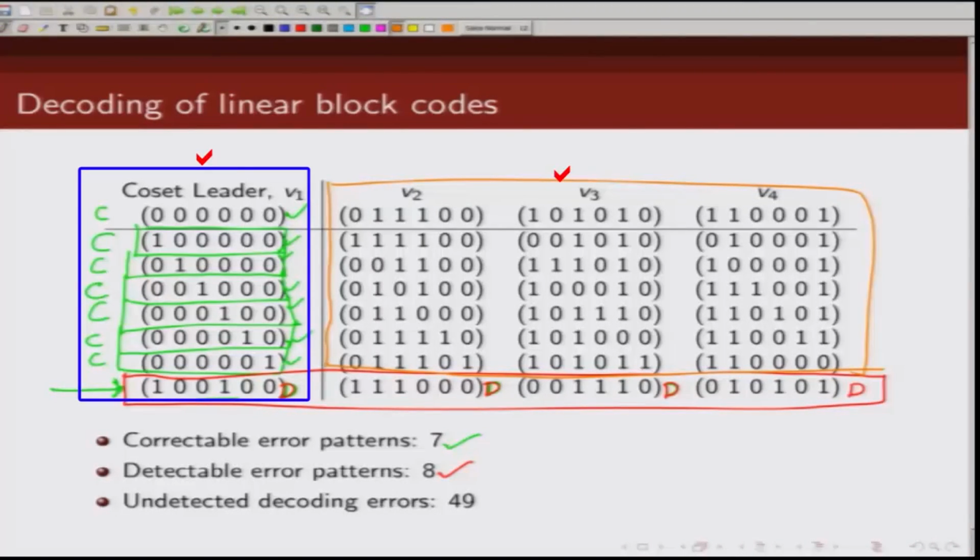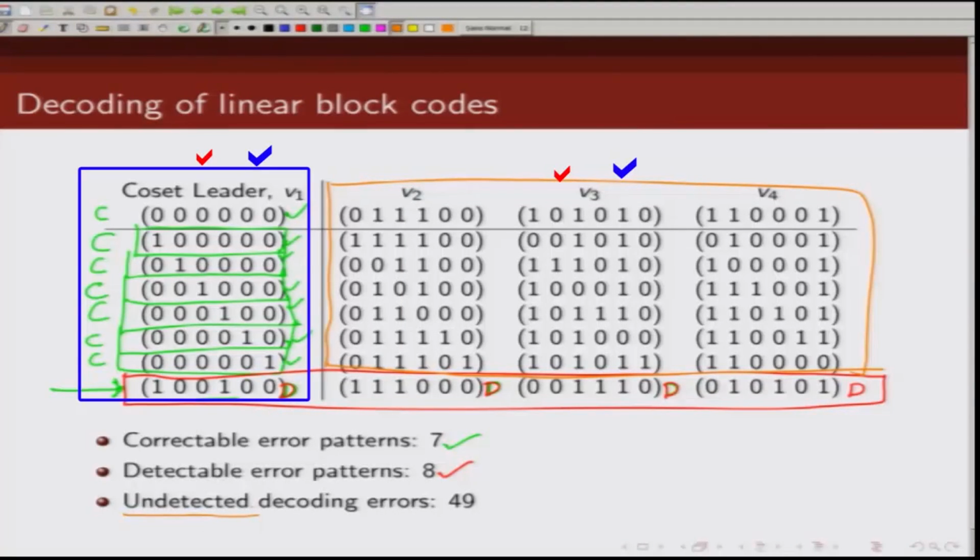So, these set of 49 error patterns, if any of these error patterns happen, then I am going to make a mistake. This will result in undetected error, because whenever any of these error patterns happen, I would have assumed that the error pattern was this. So, this would result in undetected error probability.